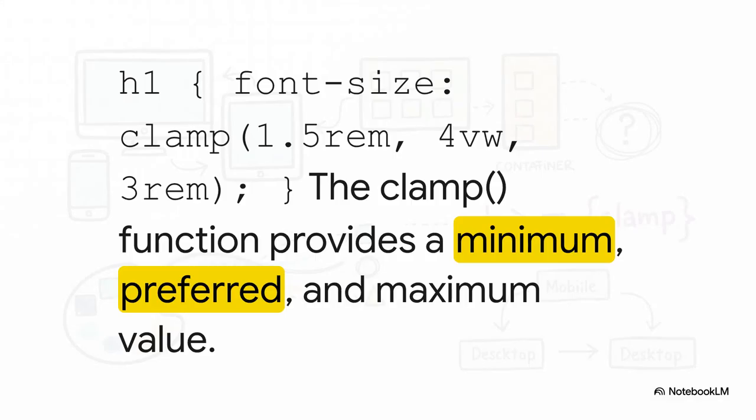The clamp function is awesome. It takes 3 values, a minimum, a preferred value, and a maximum. In this example, we're telling the H1's font size to try to be 4% of the viewport's width, but it should never go smaller than 1.5 rem and never get any larger than 3 rem. This single line of code creates beautifully fluid text with built-in safety rails. No more tiny text on mobile or giant text on desktops.